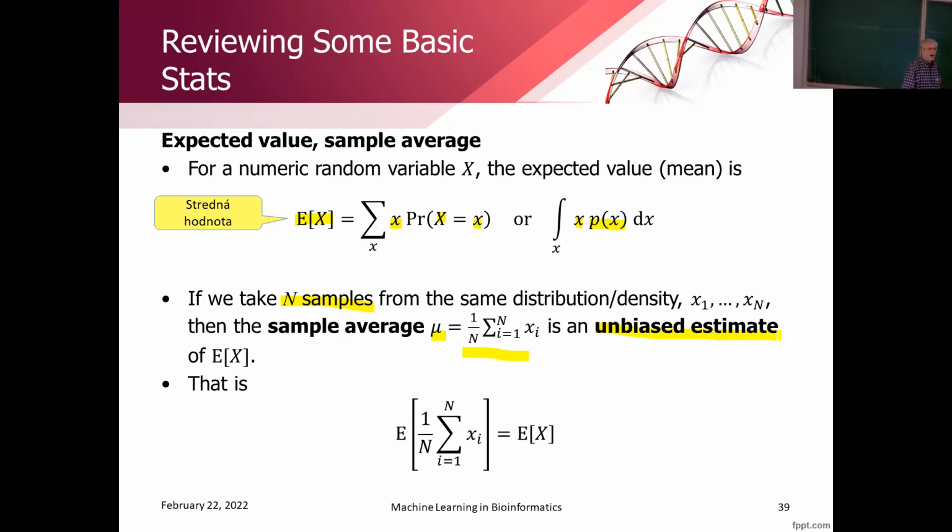What is the meaning of unbiased? What does it mean that it is an unbiased estimate? Approaching infinity, we get really the right value. No, this is not the proper one; n going to infinity is not necessary.